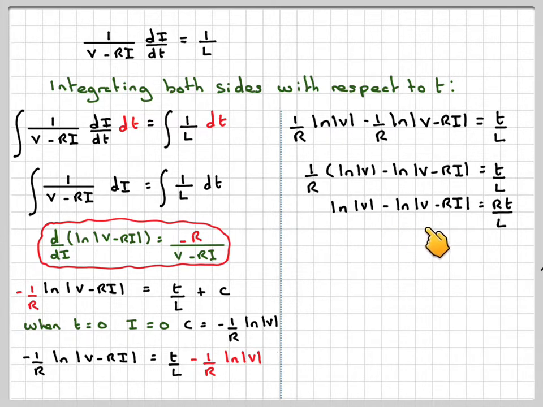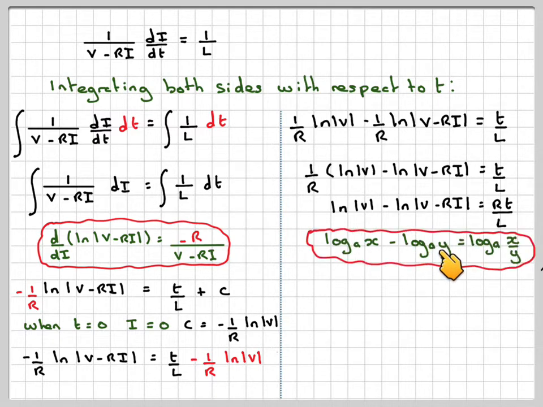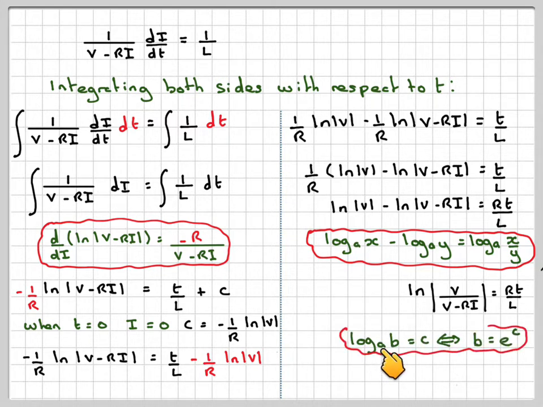What we need to do is make this a single logarithm. We do that by using log to the base a of x minus log to the base a of y is equal to log to the base a of x over y. So we're going to have ln of V over V minus Ri is equal to Rt over L. And then using the basic idea of logarithms, which is log to the base a of b is equal to c implies that b is a to the c. So if this is b, and the base is e, we're going to have V over V minus Ri is equal to e to the Rt over L.